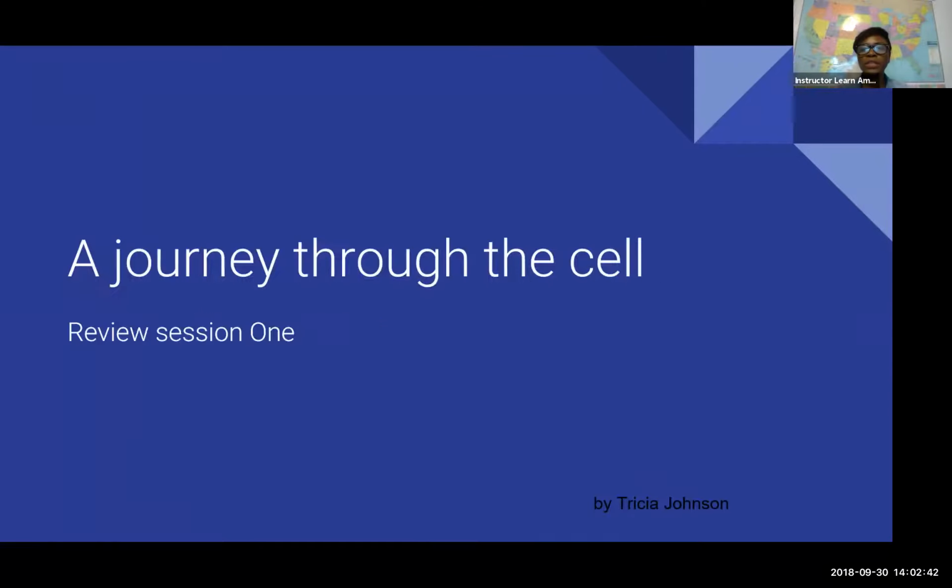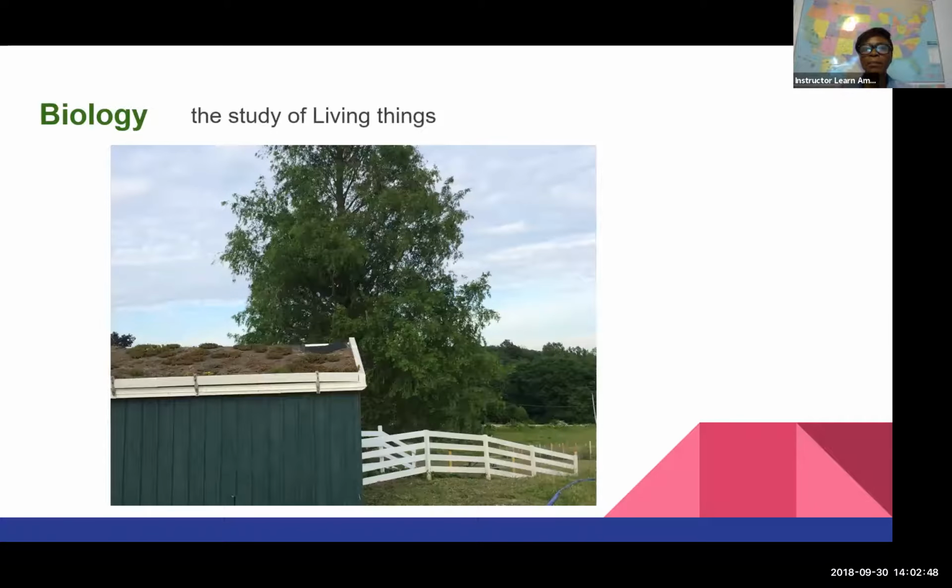So the first section, I like to call this Journey Through the Cell. Now we see the biology is the study of living things. We are going to study also some of the abiotic factors that affect the biotic factors, which are the living things in our environment.